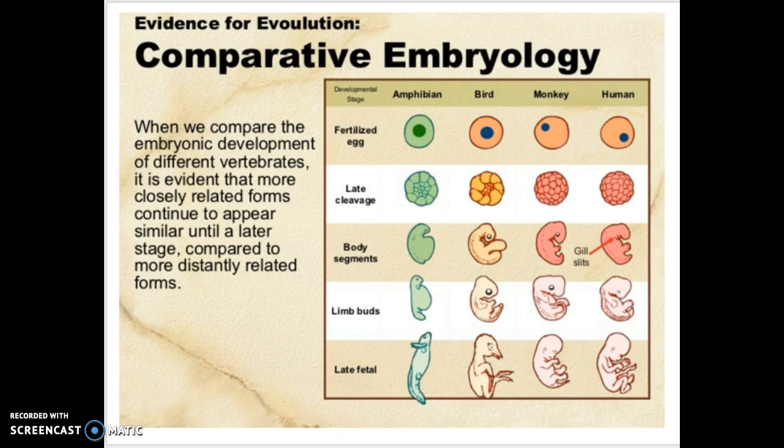Depending on if it's an amphibian, a bird, or a mammal, we all tend to look very similar within the first few stages of development. So this shows, again, that vertebrate ancestors are related, and all vertebrate animals are related, whether very closely or very distantly, because we develop very similarly in the first few stages.